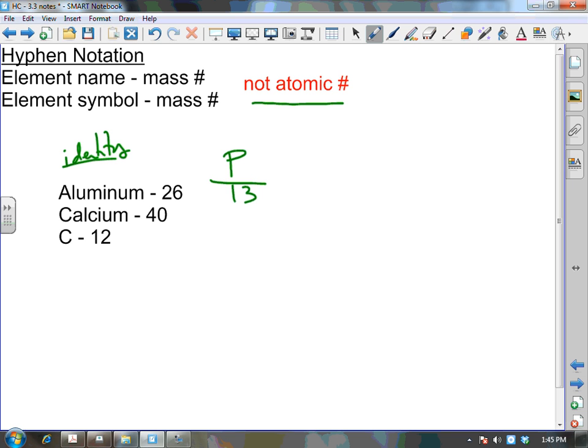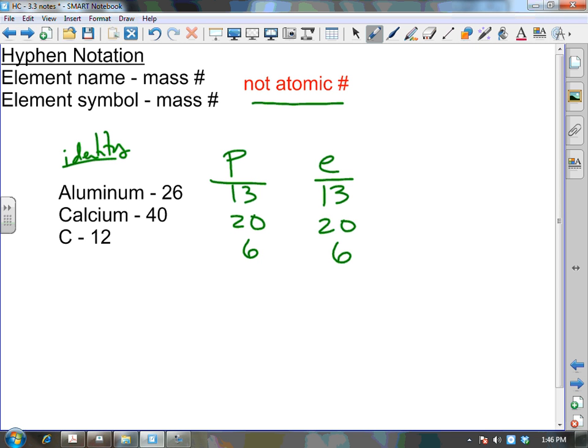The atomic number for calcium is 20, and the atomic number for carbon is 6. So right off the bat, we know what the protons are. We also know what the electrons are. They're the same as protons. Now that'll change here in the next screen, but again, one more time, they're the same.